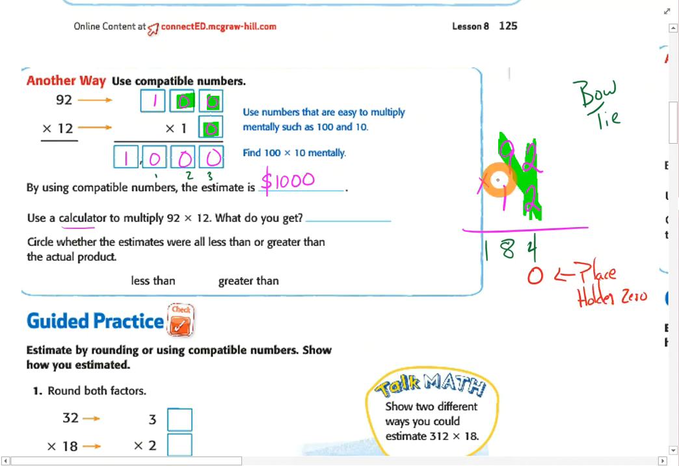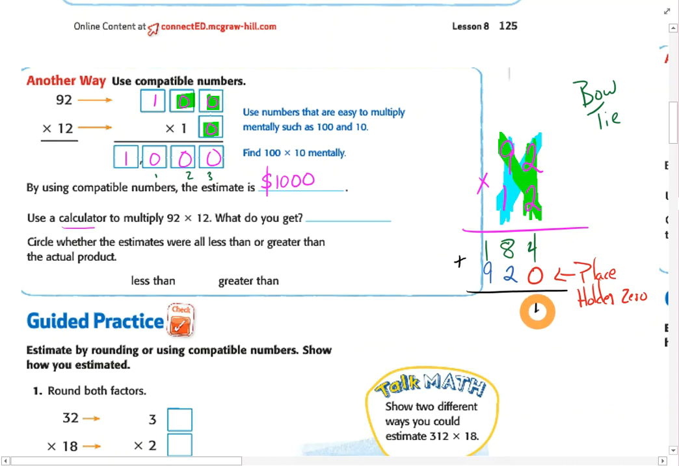And that placeholder 0 simply identifies that the 1 is not just 1. It actually is 10, because what place value is the 1 in? The tens, so the 1 has a value of 10. Now I can multiply my 1 by the 2, and 1 times 2 is 2. And again, I multiply 1 times 9, and I get 9. I add those two numbers up. I'm done with my multiplication.